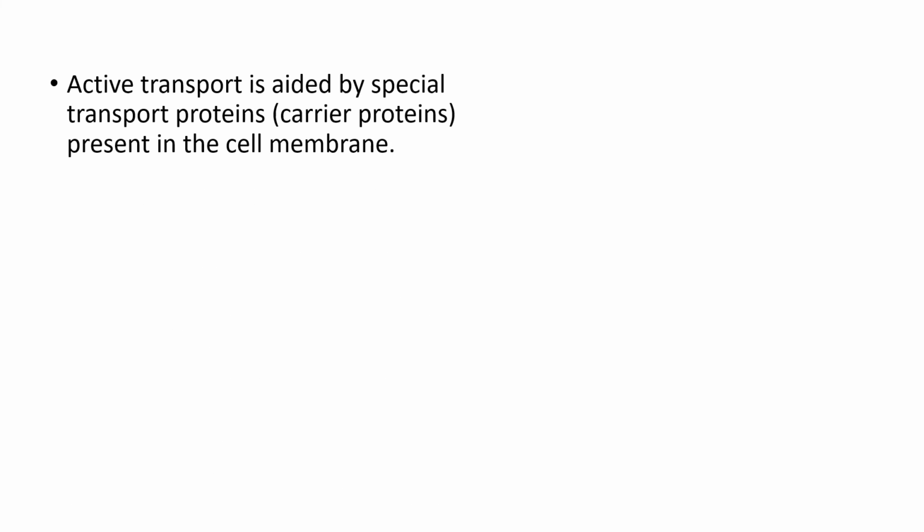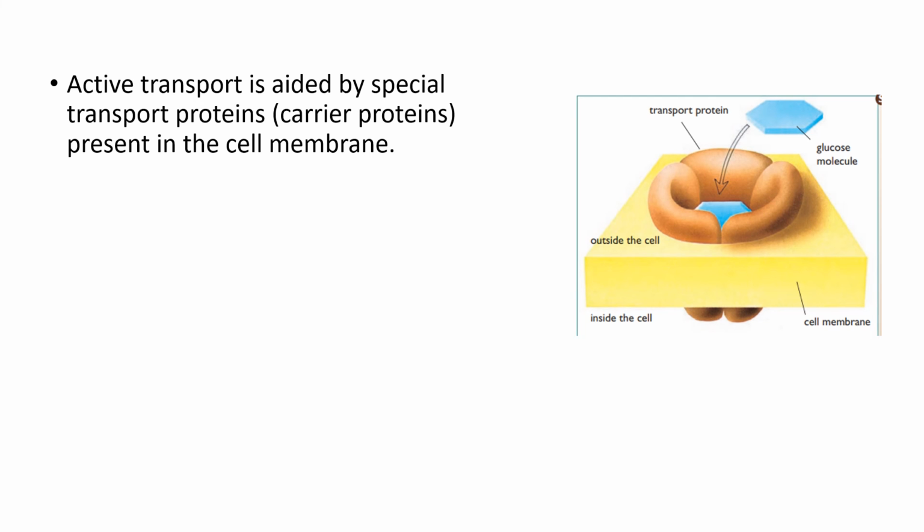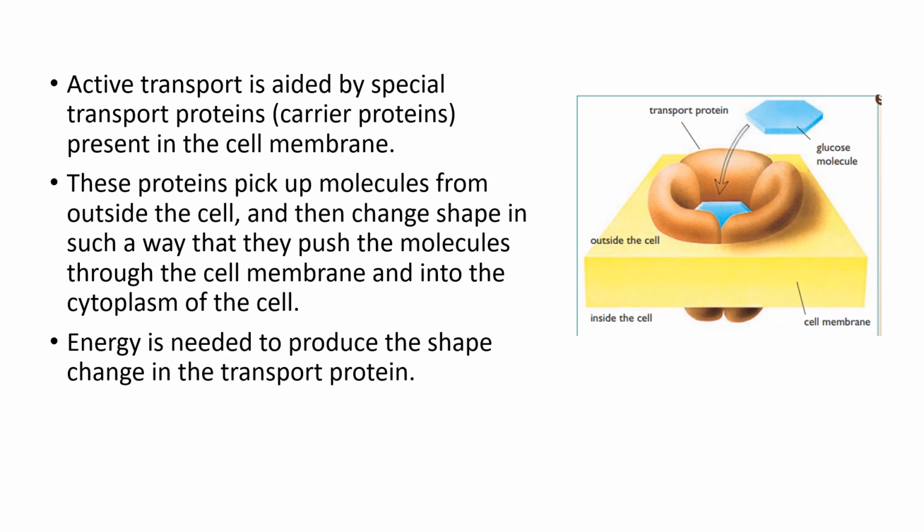Active transport is aided by special transport proteins called carrier proteins present in the cell membrane. These proteins pick up molecules from outside the cell and then change shape in such a way that they push the molecules through the cell membrane into the cytoplasm of the cell. Energy is needed to produce the shape change in the transport proteins.